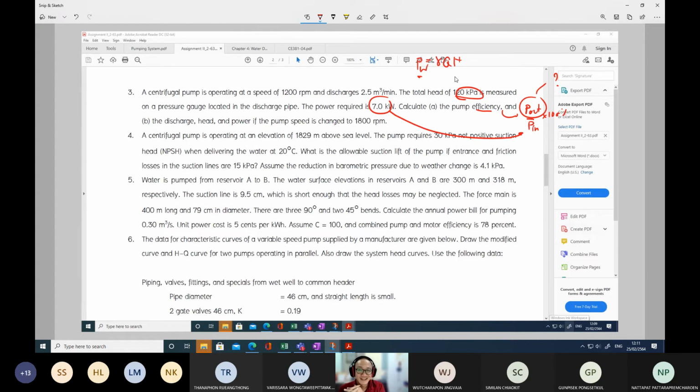What is the power output? The total head is already given. The flow rate is already given. Can you just find out the power? You need a calculator. All the engineering students are required to be with calculators.